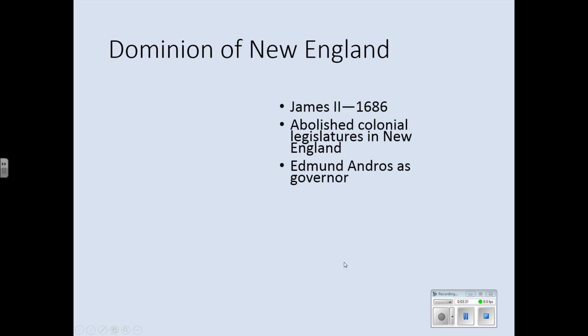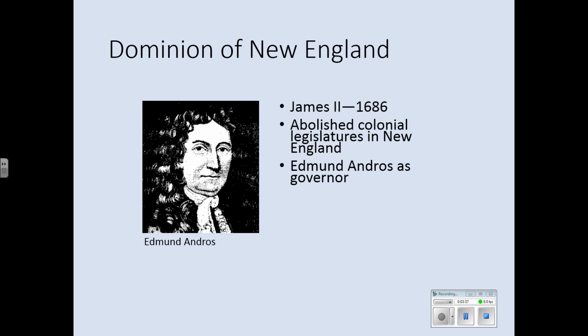He put into office a man named Edmund Andros as governor of this whole area that covered New England. And he was hated in the colonies. What they were doing is taking away a lot of the independence of these New England colonies, like Plymouth, like Massachusetts Bay, like Connecticut, like Rhode Island.